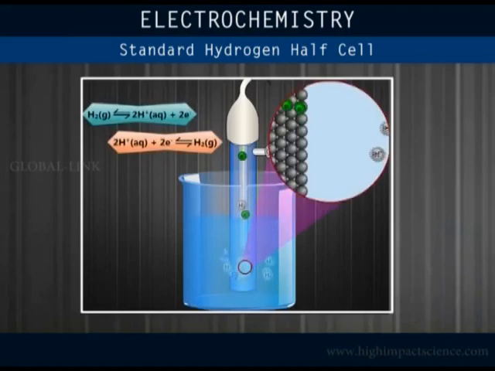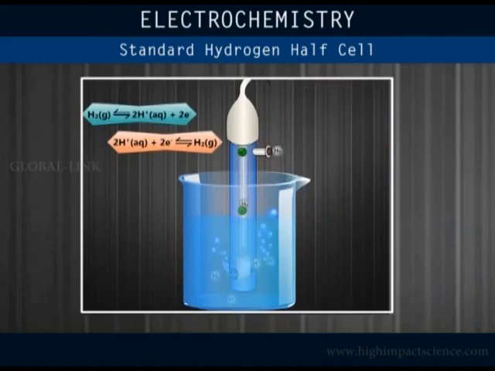At the electrode, hydrogen gas can either be oxidized to form hydrogen ions or hydrogen ions be reduced to form hydrogen gas. Therefore, 2 reactions are possible at the electrode: oxidation and reduction. The reaction is assigned a standard electrode potential of E0 equal to 0.00 volts and serves as the reference. To determine the standard electrode potential of any element, it is connected to the standard hydrogen half cell.